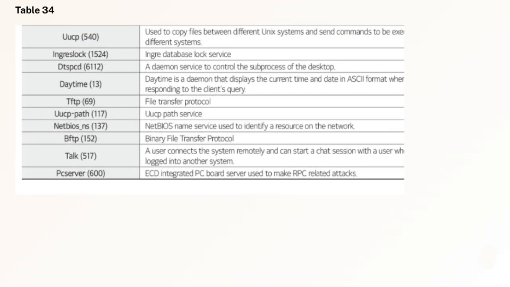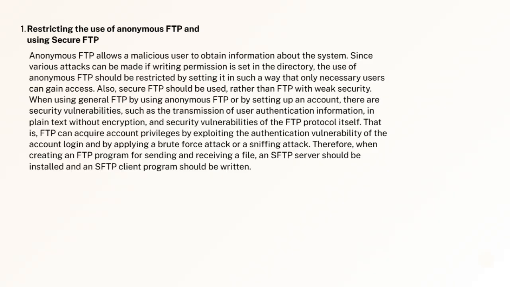Restricting the use of anonymous FTP and using secure FTP. Anonymous FTP allows a malicious user to obtain information about the system. Since various attacks can be made if writing permission is set in the directory, the use of anonymous FTP should be restricted by the settings. The use of anonymous FTP should be restricted by setting it in such a way that only necessary users can gain access. Also, secure FTP should be used, rather than FTP with weak security.